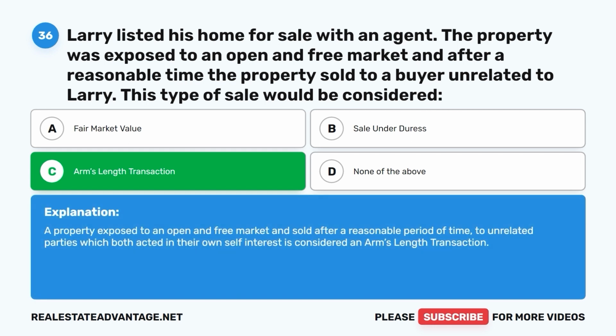A property exposed to an open and free market and sold after a reasonable period of time to unrelated parties which both acted in their own self-interest is considered an arm's length transaction.